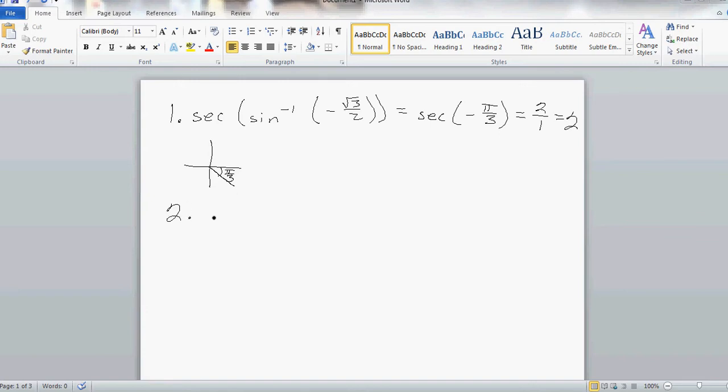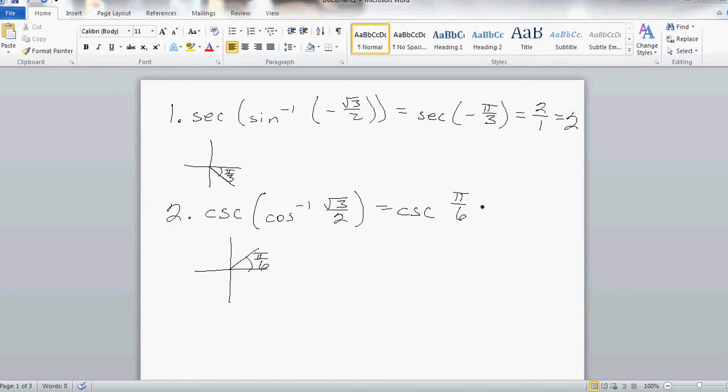Example number 2. We want the cosecant, which I know is the reciprocal of sine, of the arc cosine of root 3 over 2. And so I know I'm going to get the cosecant of something. So I need to determine what is the arc cosine of root 3 over 2. Okay. Arc cosine is positive, so that means it's in quadrant 1. Where is cosine equal to root 3 over 2? At pi over 6. And so this whole thing right here equals pi over 6.